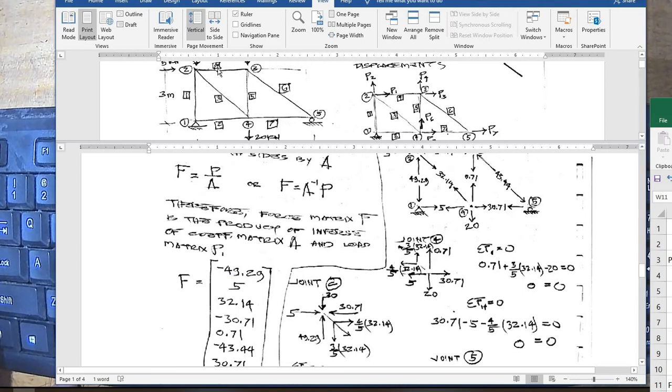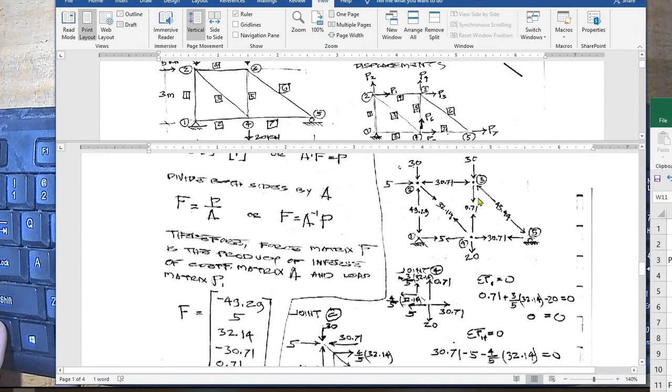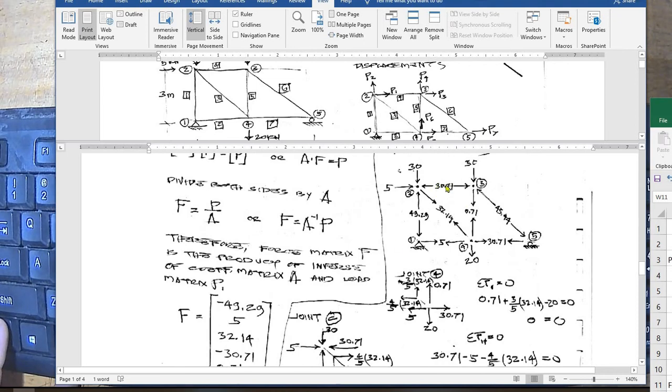Next, member 4, here at the top. Member 4 corresponds to force F4, negative 30.71, negative, so that means compression, or your arrow is towards the node. Next, member 5 here is 0.71. And then member 6 is 45.44, compression. Member 7 is 30.71, tension.